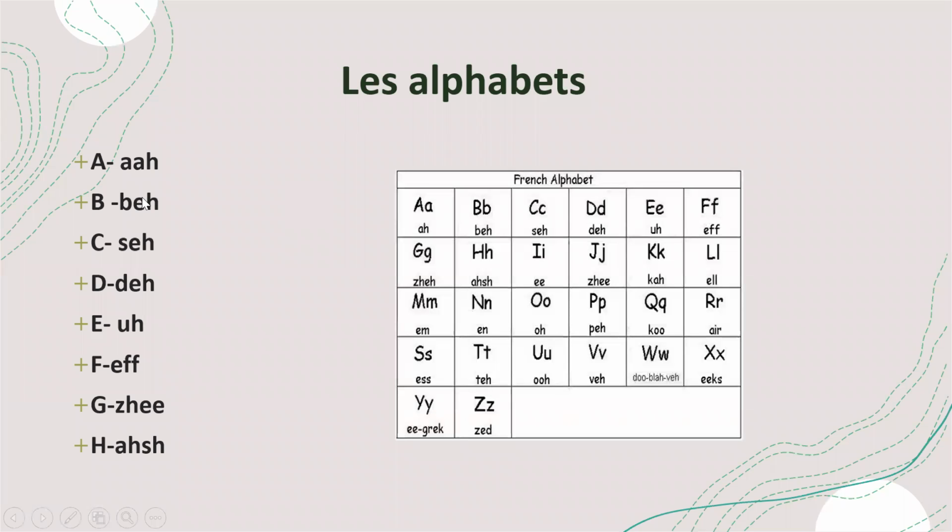So it is A, B, C, D, E, F, G, H. It is like A, B, C, D, E, F, G, H. So is it clear till H?